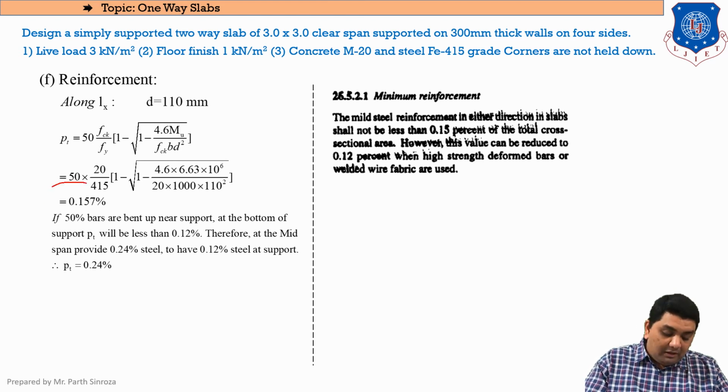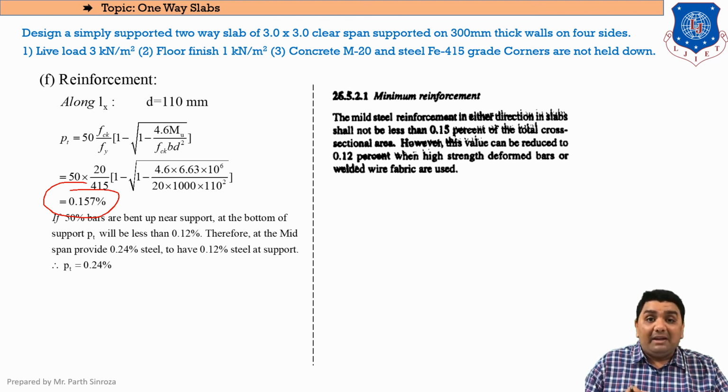Clear? As you can see here, if we are providing our main reinforcement in the mid span, if you are providing PT in mid span to be 0.157, then 50% of it will be somewhere around 0.08, and 0.08 is less than 0.12, which is required as per our IS code. So it won't be feasible to provide bent up bars if we provide PT equal to 0.157. So we will be going in the reverse order.